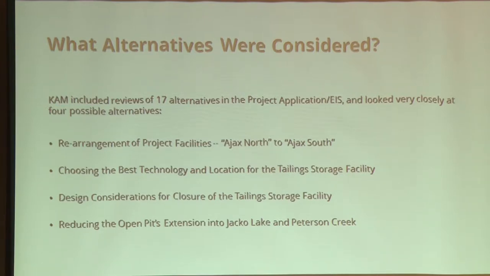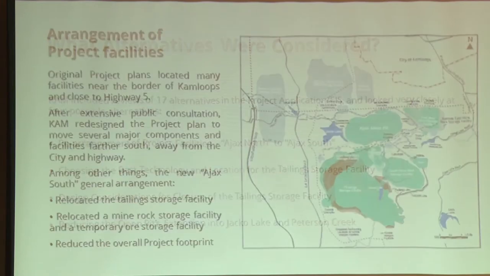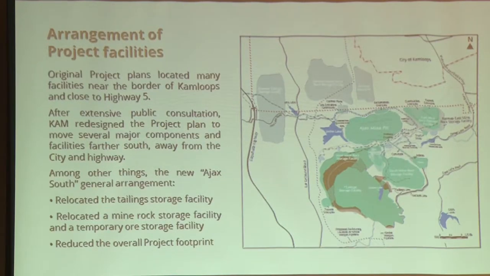Some of the alternatives that were considered: initially we had the north arrangement that we talked about, very close to the city and the Coquihalla Highway. We looked at various technologies that we discussed, and then also design considerations, which ultimately pushed us to the buttress for the embankment. And then we looked at various pit configurations and tried to minimize the impacts, especially to Jocko Lake and Peterson Creek, but still have a viable mining operation.